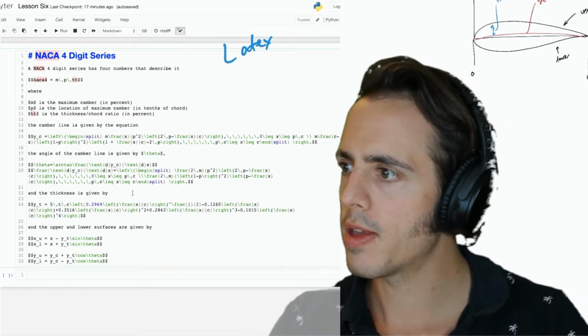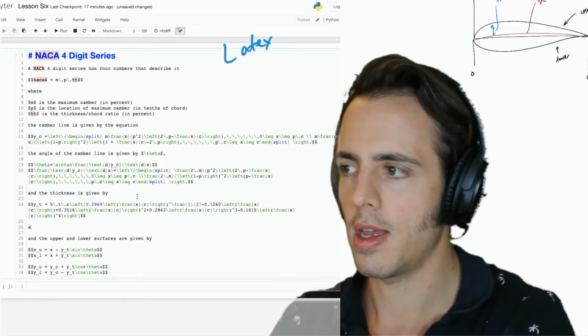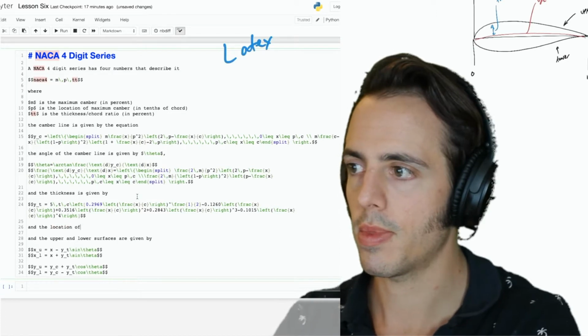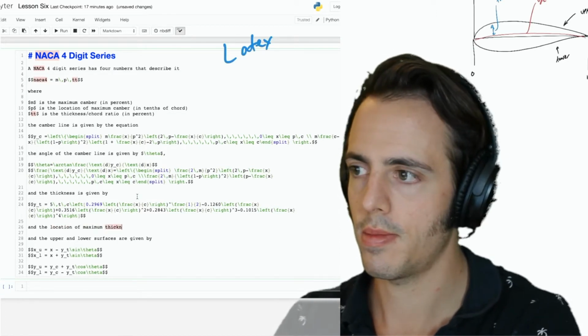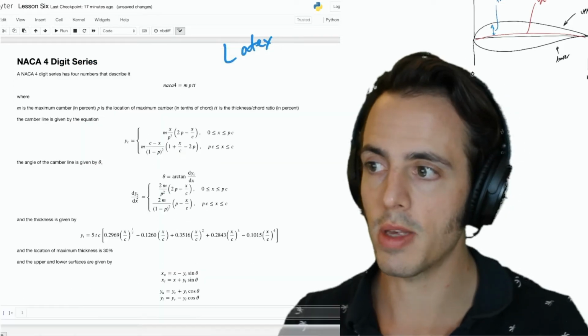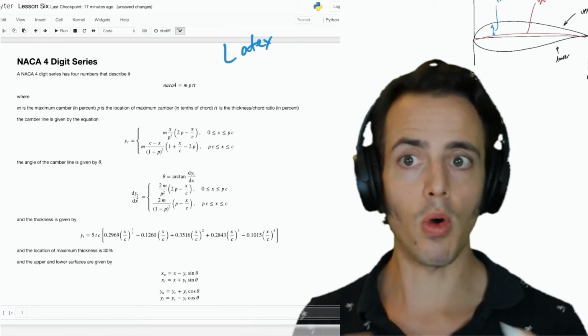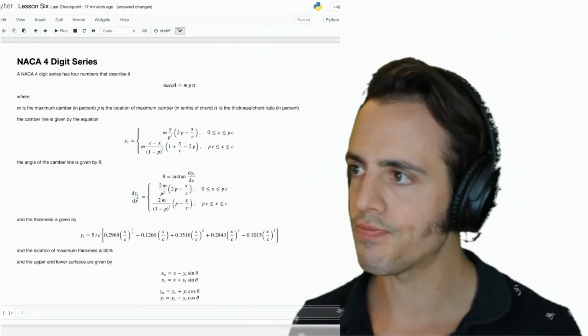But what I'm going to put in here is that thickness is given by this, and the location of maximum thickness is 30% for these aerofoils. That's going to be useful because we're going to use that to work out what a given aerofoil is given some data.